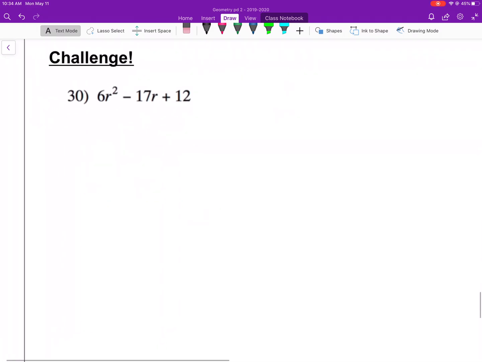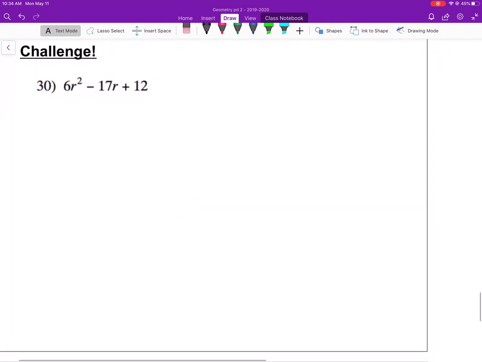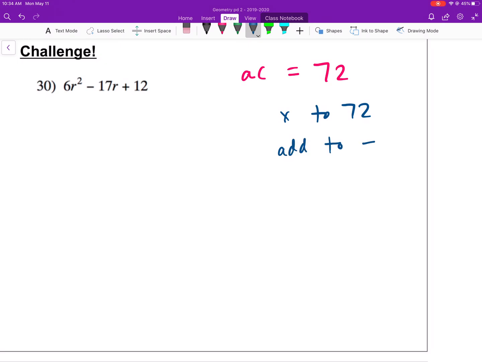And one more, a challenge question. You run through your steps, right? A GCF, no GCF. Is it a binomial that might have dots or something like that? Nope. It's a trinomial. Is it AM or is it AC? It's AC because the A value is bigger than 1. So AC is equal to 6 times 12, which is 72. So they need to multiply to 72 and add to the B value, negative 17.